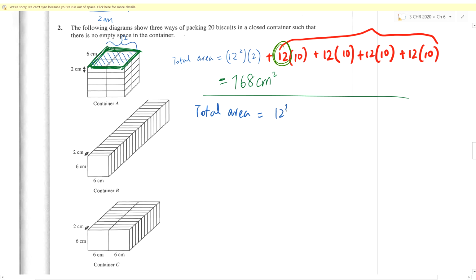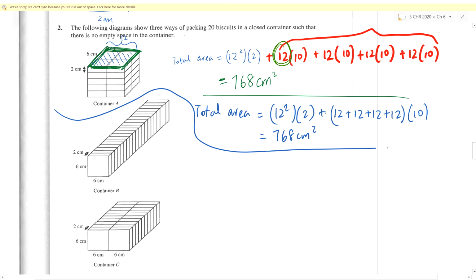The first part is the same, 12 square times 2, because the top and bottom doesn't change. Then I add the perimeter. The perimeter, the green color portion, 12 plus 12 plus 12 plus 12, or you can just say 12 times 4. Okay? This is the perimeter. Then I multiply it by 10. It is a little faster than adding all of them up separately. And we will still get the same answer, 768 square centimeters. Okay? All this is for container A.